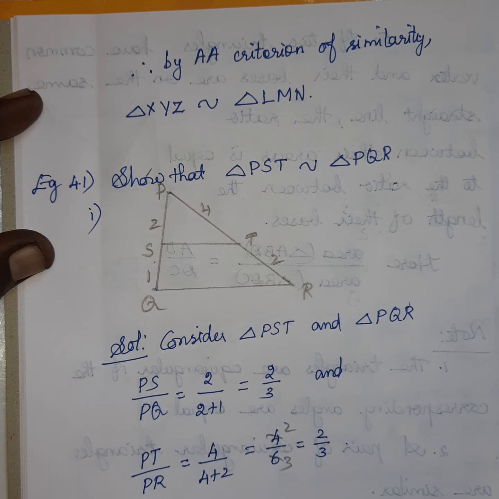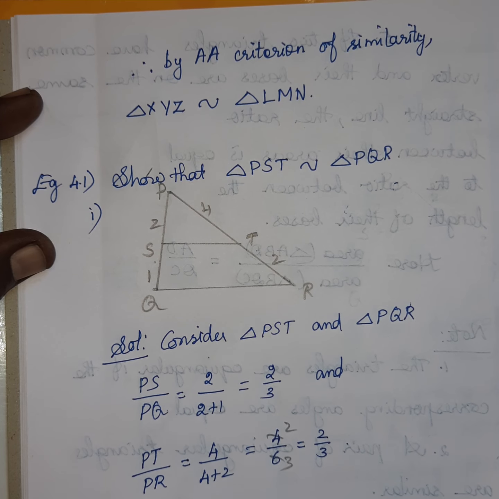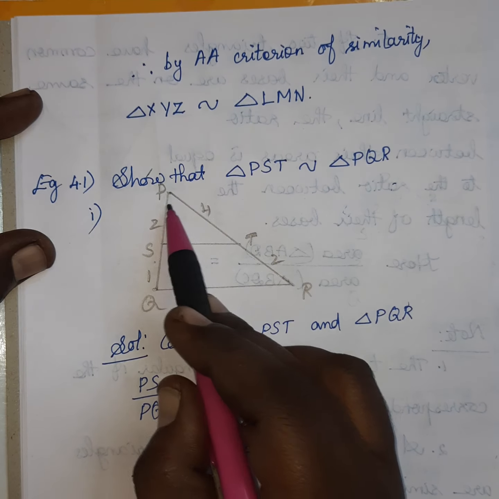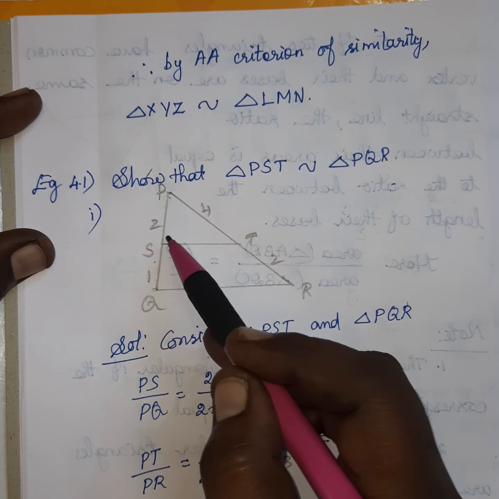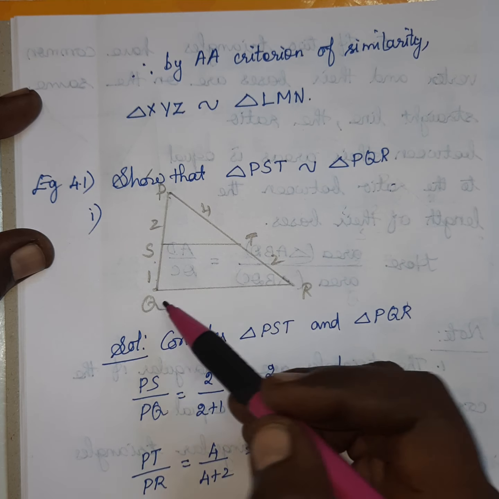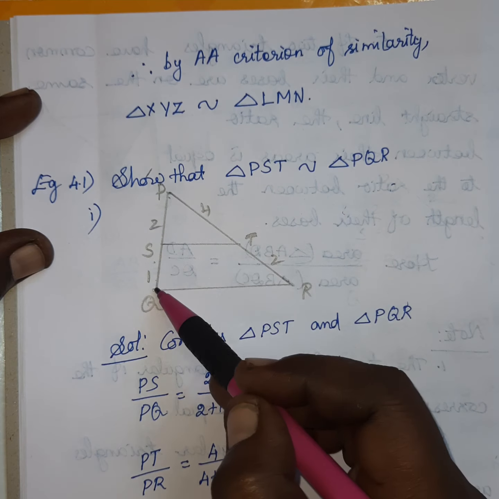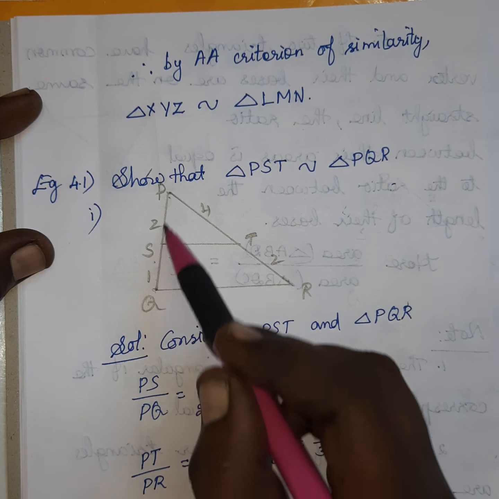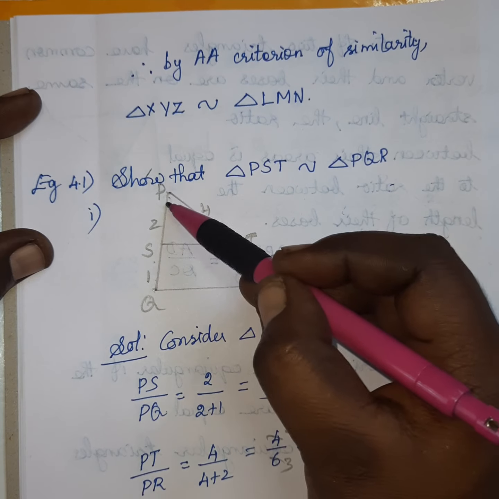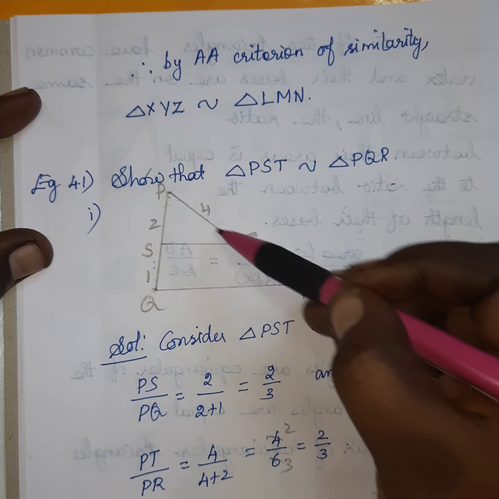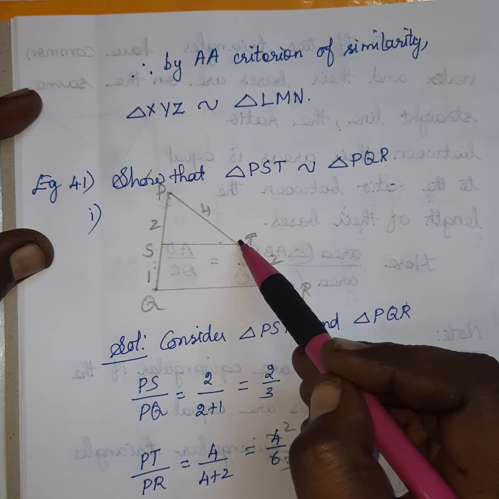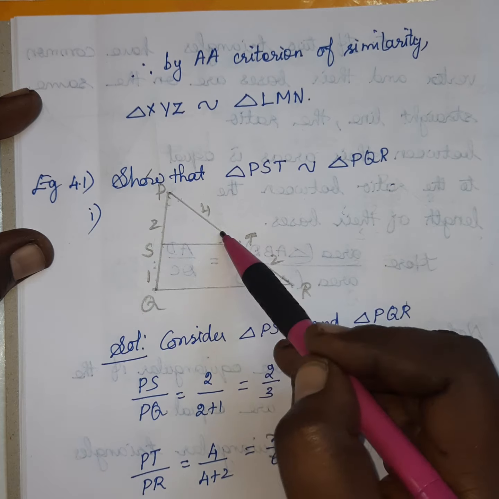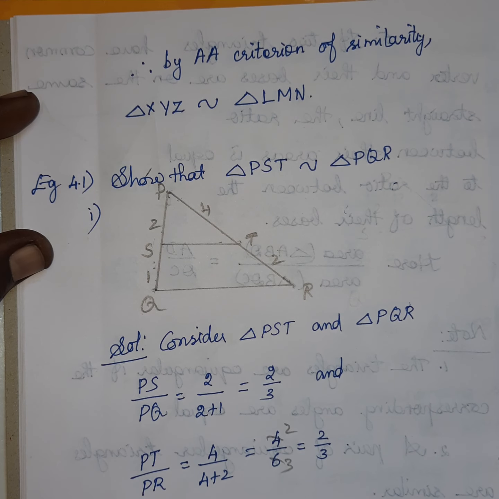So the corresponding sides are proportional, and you know angle P is common. P is the common angle. So we can say using side angle side criteria the triangles are similar. In triangle PQR, PQ side, then angle P, then PR: side, angle, side. In triangle PST, PS, angle P and PT side. So by the side angle side criteria, we can say the triangles are similar.